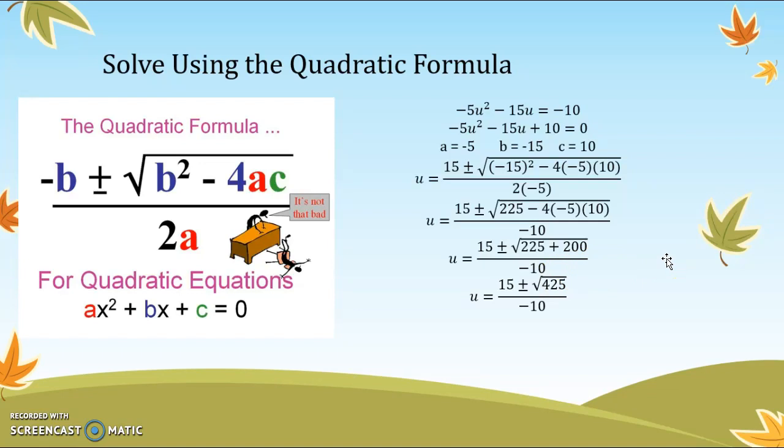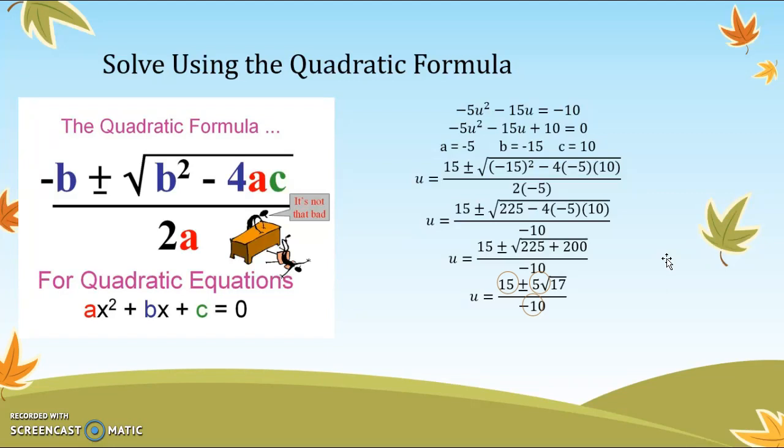So the largest perfect square number that divides into 425 is 25 times 17. I can take the square root of 25, which we know is 5, giving me 15 plus or minus 5 square roots of 17 over negative 10. I now look at the outside numbers here. Each one of these are divisible by 5. So I'm going to clean this up a little bit.